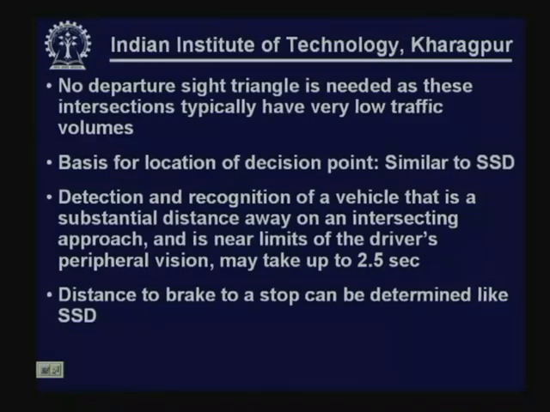Now, here also there are two components. One is the perception reaction time, as it was there for stopping sight distance, and the other is the braking component. When the brake is applied, whatever distance is required by the vehicle before it stops. Now, the first part: detection and recognition of a vehicle that is a substantial distance away on an intersecting approach and is near the limits of the driver's peripheral vision may take up to 2.5 seconds. This is found from field observations. In some cases it might be even shorter, less than 2.5 seconds, but it may take up to 2.5 seconds. So actual braking, if necessary, may start after up to 2.5 seconds.